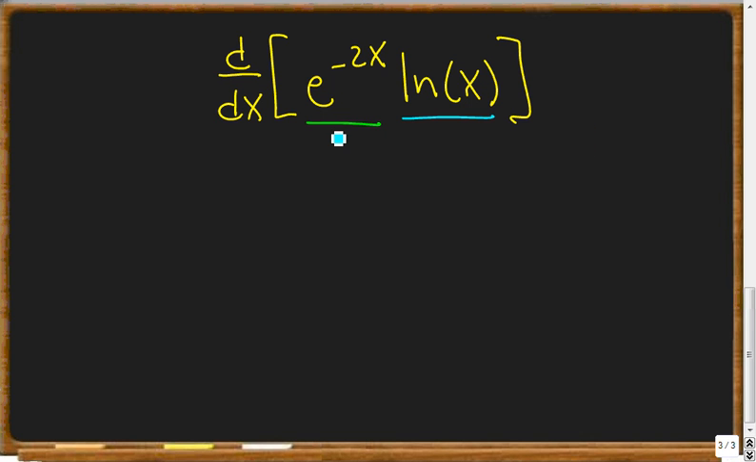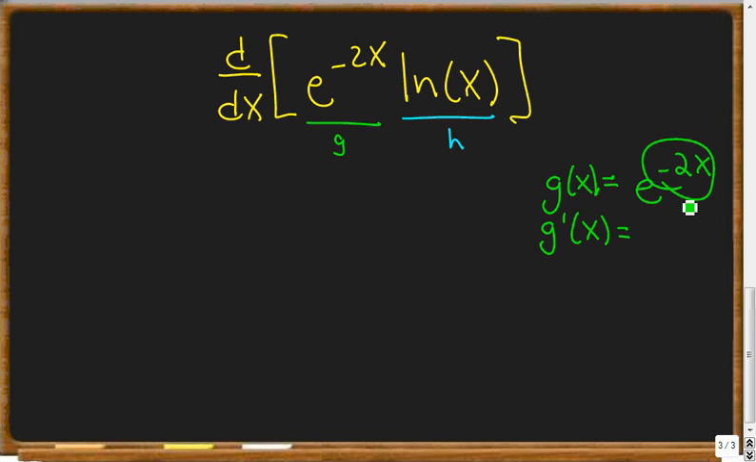So I'm going to call this function g. I'm going to call this function h. Well, if we look at g here, we get e to the negative 2x, and g prime, if you remember your rule for finding the derivative of e to some power, we multiply out front by the derivative of the exponent. So pretty simple. The derivative of this exponent is negative 2, and then we just have e to the negative 2x still there.